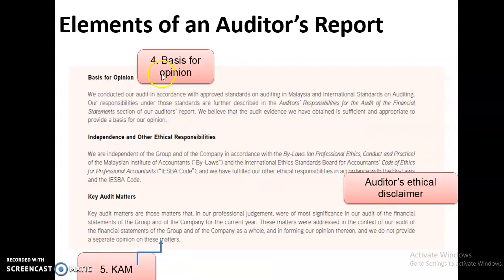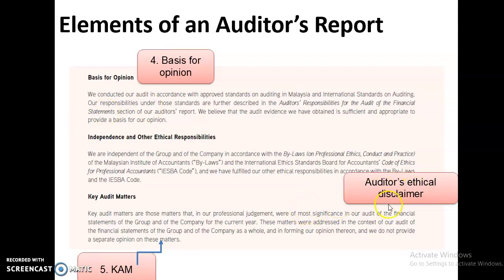The fourth element is the basis for opinion. Okay, so we have one paragraph discussing this aspect. It states here, we conducted our audit in accordance with approved standards on auditing in Malaysia and international standards on auditing, as what we have discussed. Our responsibilities under those standards are further described in the auditor's responsibilities for the audit of the financial statement section of our auditor's report. So we have to state this to show our responsibility in preparing the opinion.